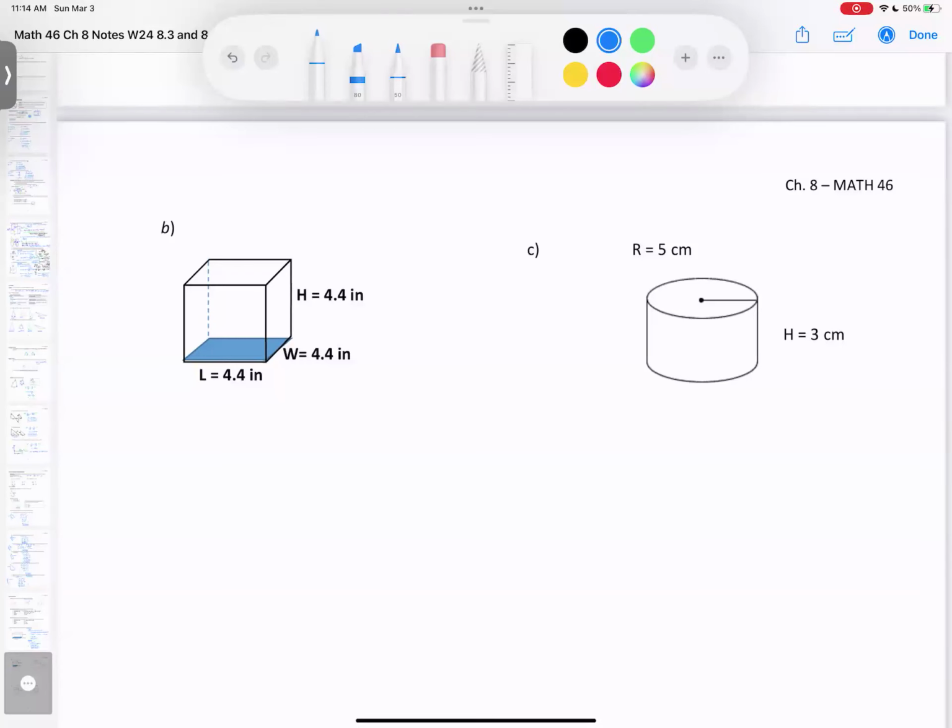All right, let's try some more problems with solids. So here, once again, we're asked for total surface area and volume. So let's start with total surface area. Now, there's two ways actually we could do this.